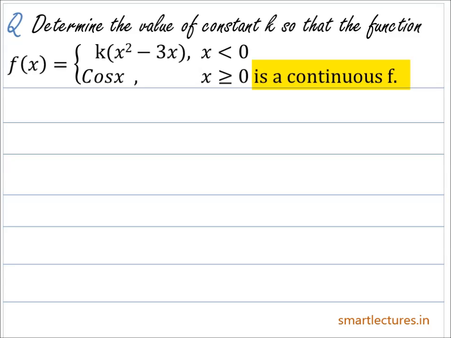Now, as per the definition of the given function f of x, if x is less than 0, then in that case f of x is equal to k into (x square minus 3x). And when x is greater than or equal to 0, then in that case f of x is equal to cos of x. So that means the value of x, or the domain of the given function f of x, can be divided into three regions.